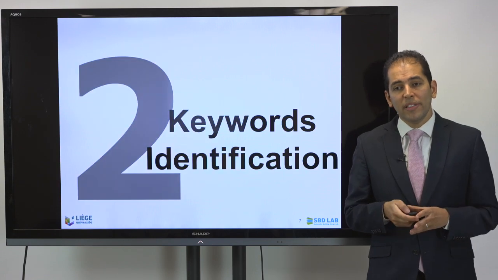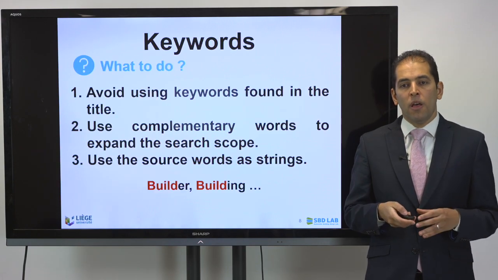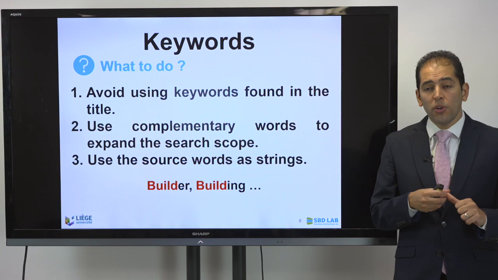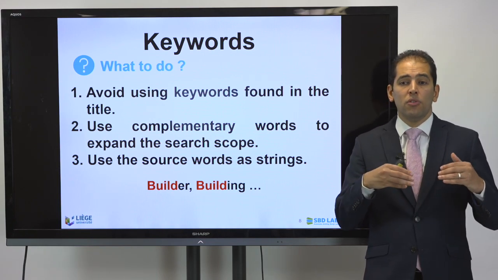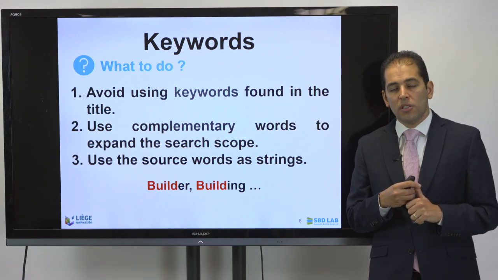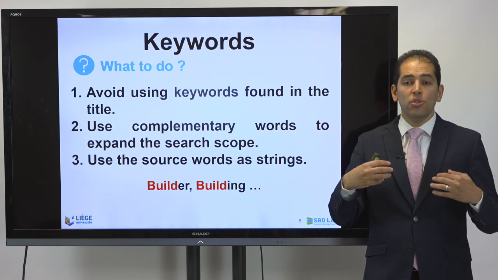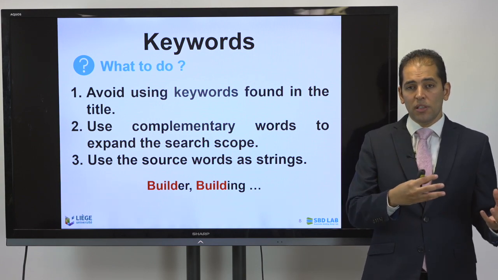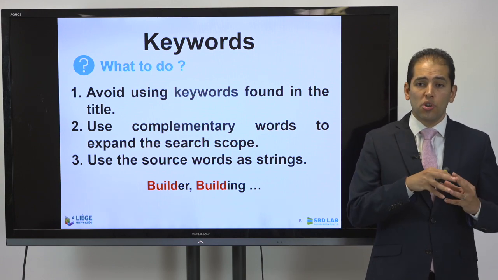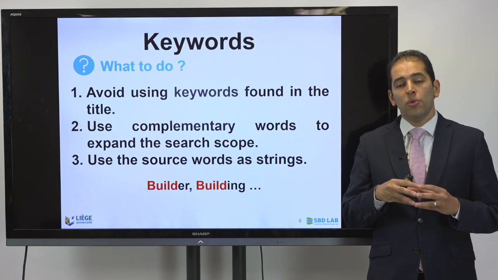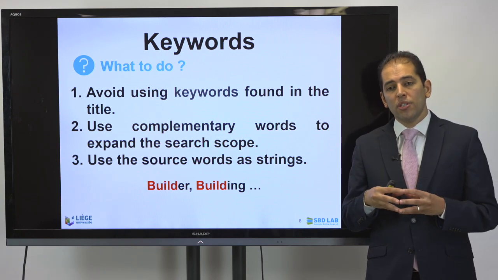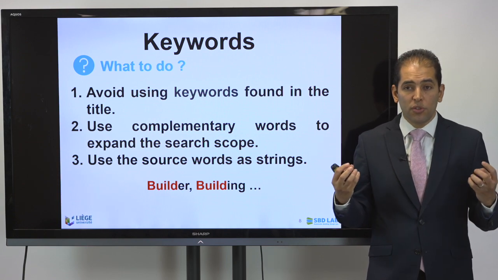Now, how can we identify keywords? First of all, we need to avoid using keywords that are already found in the title. So this is the first advice. We must come up with new words that are not in the title, that are relevant to our research topic. Secondly, we must come up with complementary words that are expanding the scope of research.